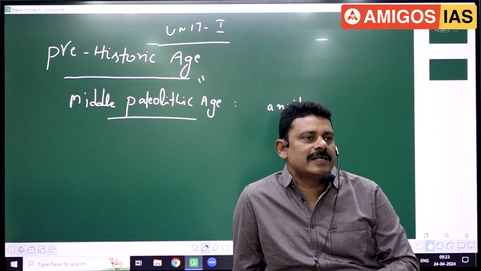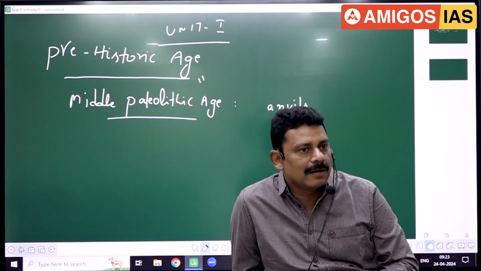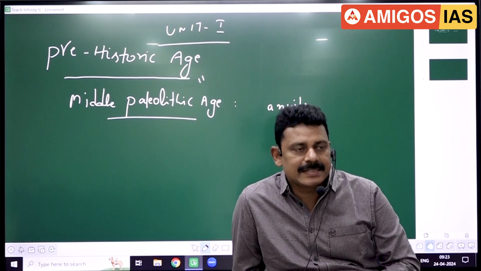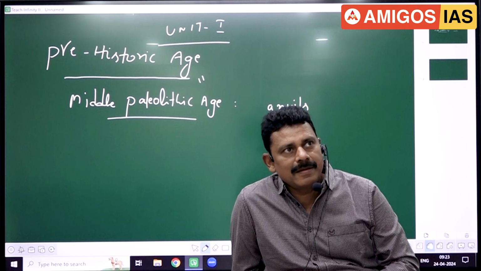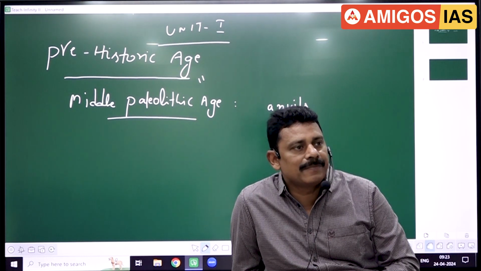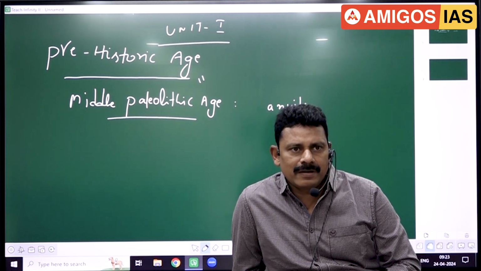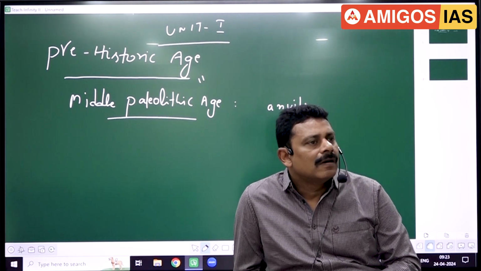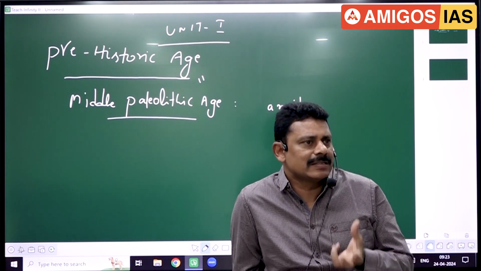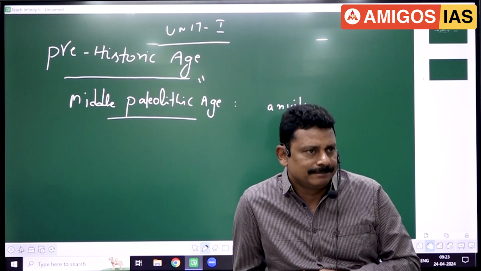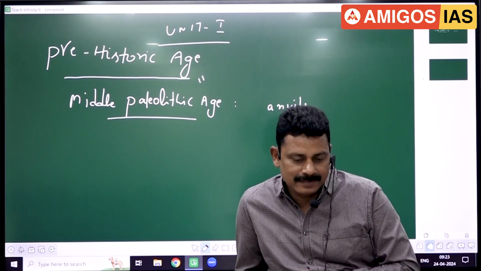So the only difference between the early Paleolithic or Lower Paleolithic and the Middle Paleolithic is the size of the implements made by them. In the early period, if you look at these implements, they used to be very rough in nature and so huge in size, very huge to carry. But the size has been reduced to some extent by the Middle period.